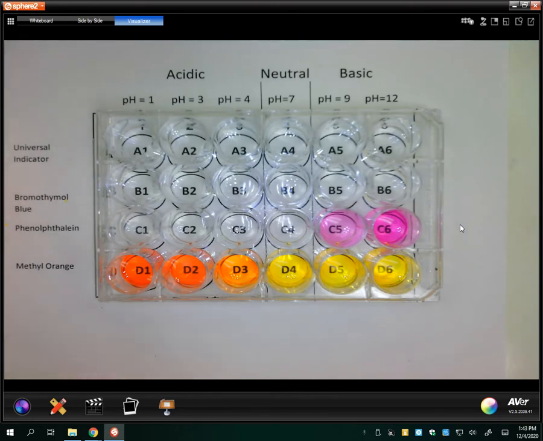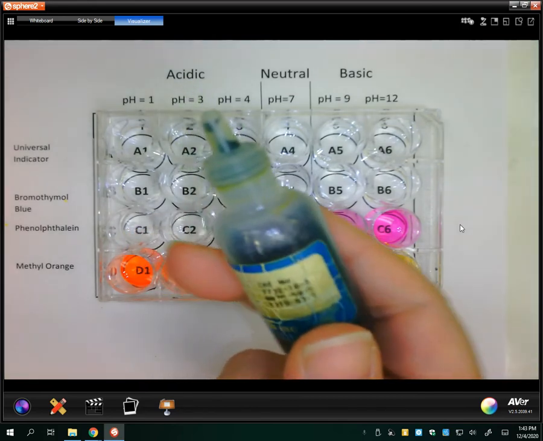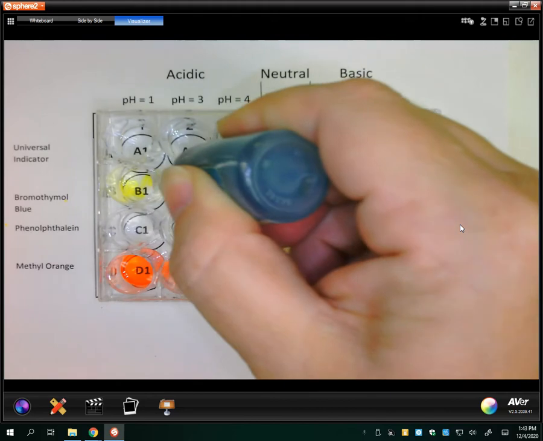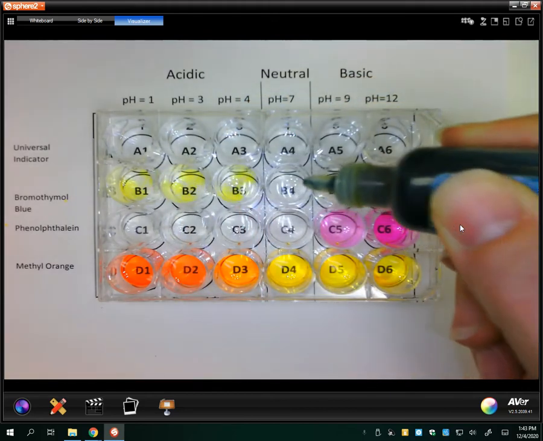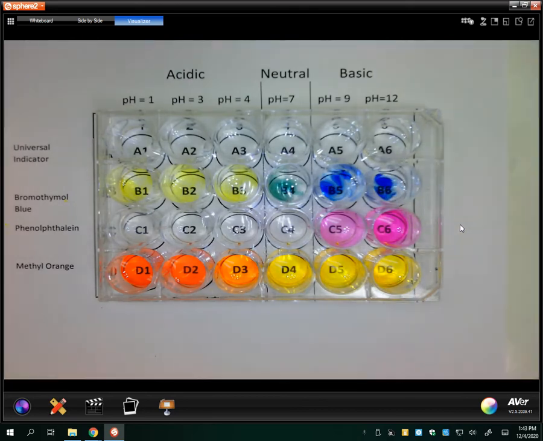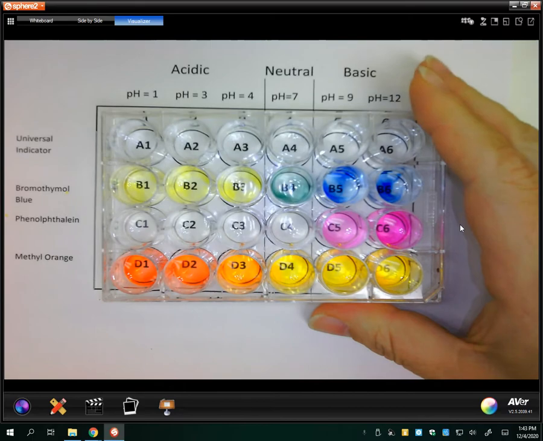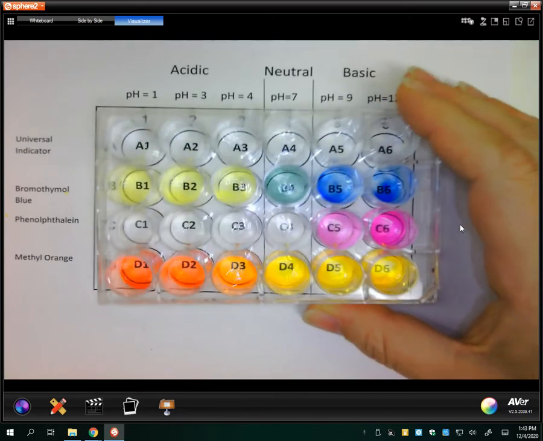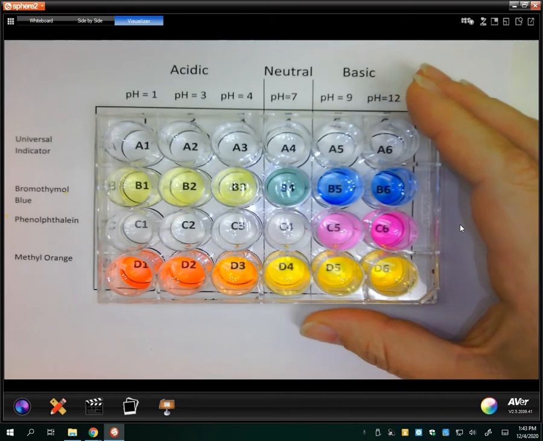The next one is bromothymol blue, and this one is blue in the bottle. And then as I put this into my solutions, for the acids, it's going to turn yellow. And in bases, it turns blue. So this one's a really good one, like if you didn't know an acid from a base and you wanted to be able to tell the difference. This one would tell you whether you had an acid or a base.